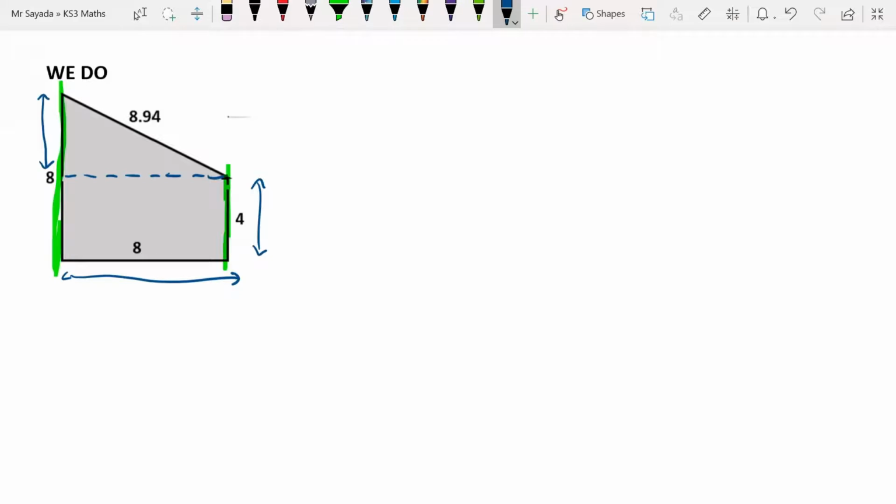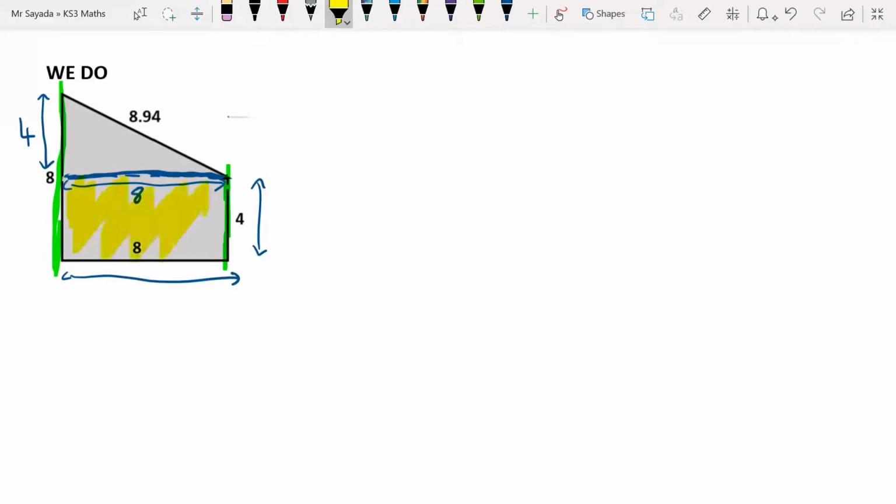Well, if the whole height is 8 and the height of the rectangle part is 4, then the leftover is 4. And what is the base of this triangle going to be? Say your answer to the video now. The base of this triangle is also 8, because the base of the triangle is also the long side of the rectangle. This over here is the base of the triangle and the long side of the rectangle at the same time. So now we can find the areas of the two separate things.